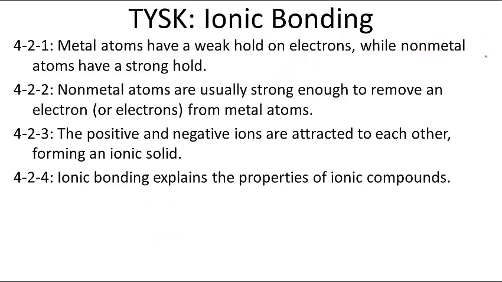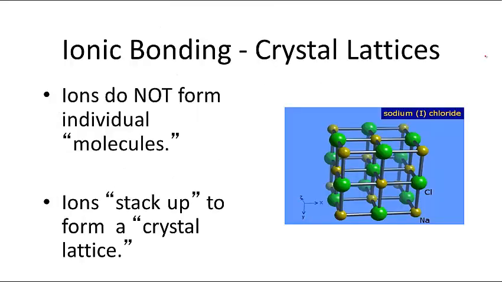So this slide is just summarizing what we just said. Metal atoms are weak. Non-metal atoms are strong. So when the 2 meet, nonmetals usually steal the electrons from the metal atoms, and then the positive and negative ions will be attracted to each other, forming a solid. And we can use that simple model. Again, this model is not perfect, and it is an oversimplification. There is some degree of sharing between atoms, but we ignore it when we think of ionic bonding. This simple model can explain a lot of the properties of ionic compounds.